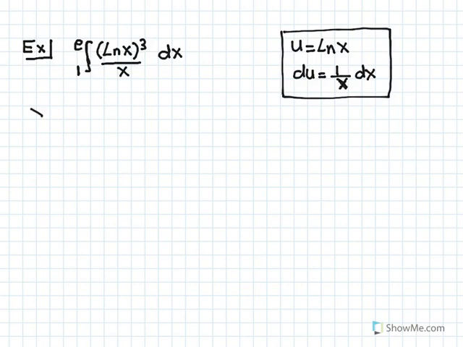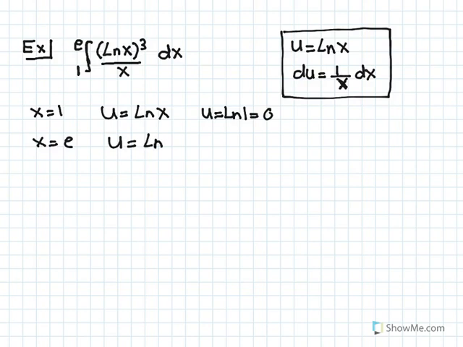Now let's change the limits. x equals 1 and u is equal to log x. This is the variable of substitution. So we get u is equal to log 1, and log of 1 is 0. x equals e, plug that into u is equal to log x, u is equal to log e, and log of e is just 1.